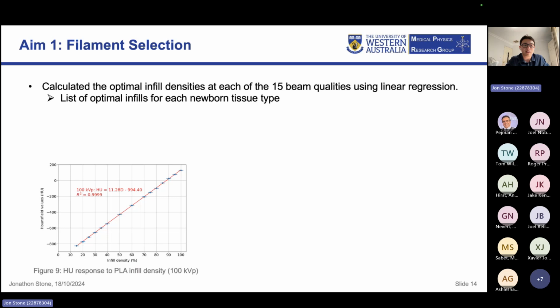So for example, if we look back at figure 9, we can see the HU response to PLA with infill density at 100 kVp. The theoretical attenuation of soft tissue is about 32 HU. So you can see that correlates to about a 91% PLA infill density at about 100 kVp. So this allowed us to generate a list of 15 infill densities across the diagnostic energy range.